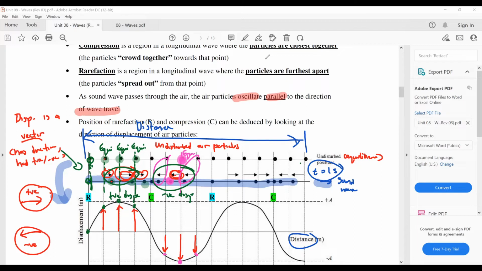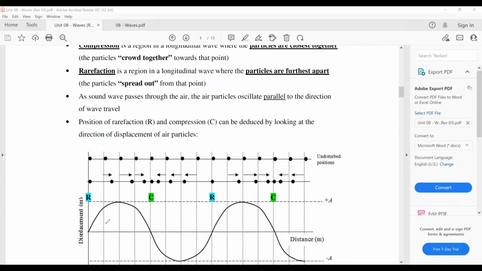So I'm going to clear off all the things that I've written here. You can look at the video recording later if you need to copy anything. So let me just clear off everything here. Now, once you have your displacement distance graph plotted out, you will be asked to identify a lot of times where is your point of compression, where is your point of rarefaction.